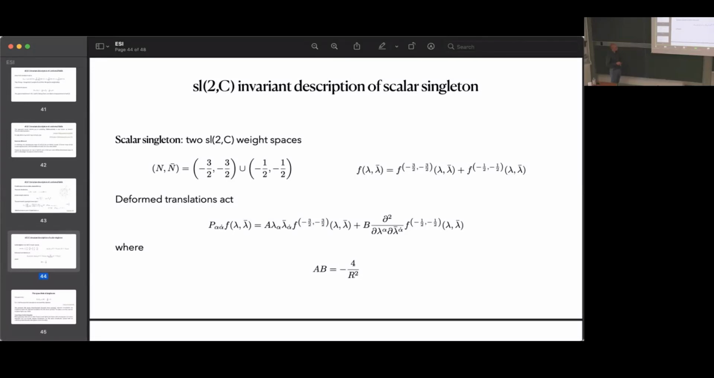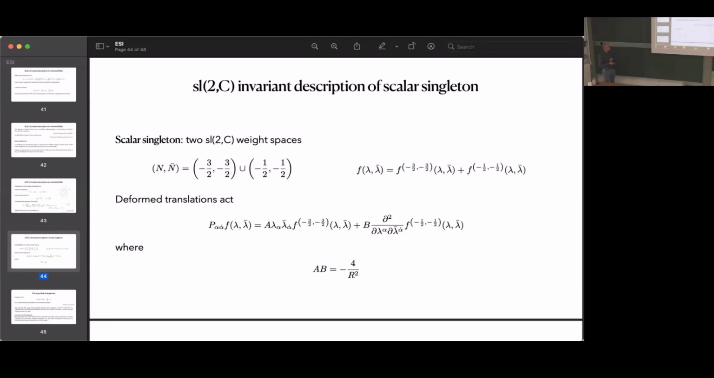They act on the function with lower homogeneity degrees by raising them by 1, and here by differentiating f, which decreases homogeneity degrees. Thus this operator maps f(-1/2,-1/2) to f(-3/2,-3/2), and acts in the opposite way on the other. Okay, and the relation with the radius of AdS is simple: A times B equals -4/r². So this is what we have to impose for consistency.